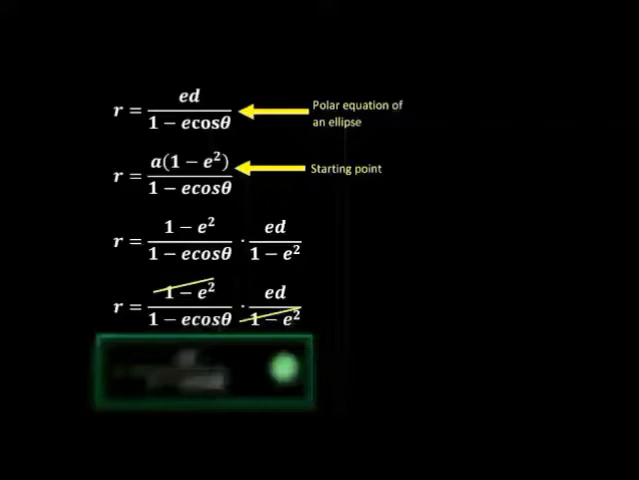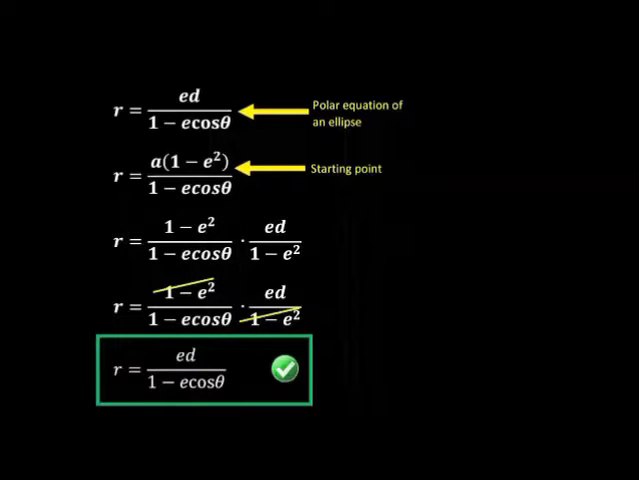Next, using the theorem that we talked about earlier in the video, we're going to substitute for a. This gives us r equals (1 minus e squared) over (1 minus e cosine theta) times ed over (1 minus e squared). Now, as you can see, the 1 minus e squared term cancels out quite beautifully from the top and the bottom. And voila! We have our answer. We have in fact proven that the regular polar equation of an ellipse is equal to ed over (1 minus e cosine theta). And really, in one step.